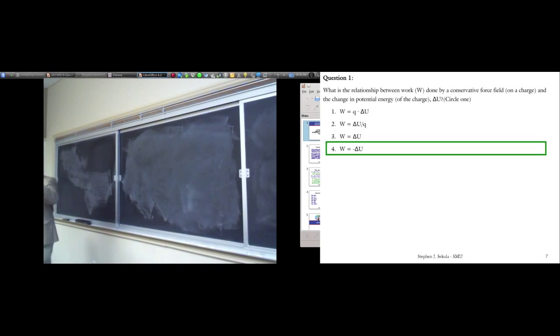Okay, and this is where we're really gonna have to exercise phrasing today. Work done by the conservative force field is equal to the negative of the change in potential energy. We'll explore that with an example in a moment.